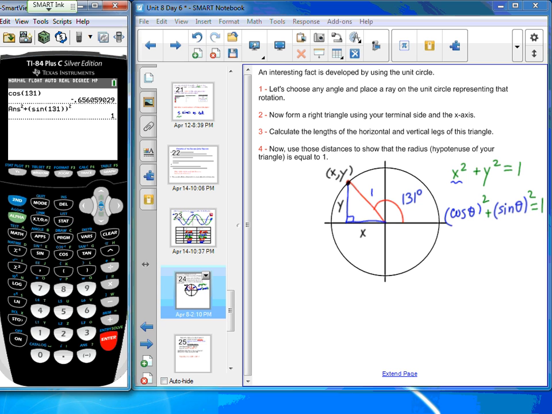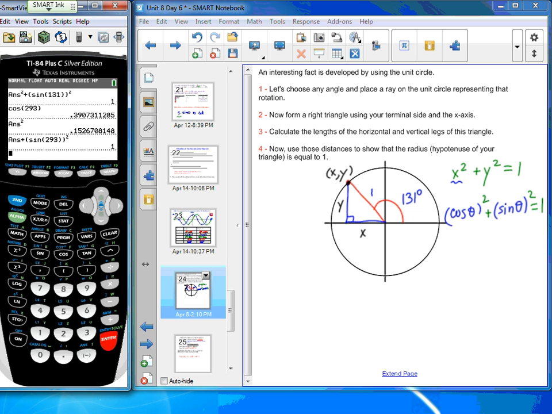What degree measure did you have? Jarrett? 293. 293? That is in quadrant 4. Cosine of 293 squared plus sine of 293 squared equals, Joe, I think you got a winner.